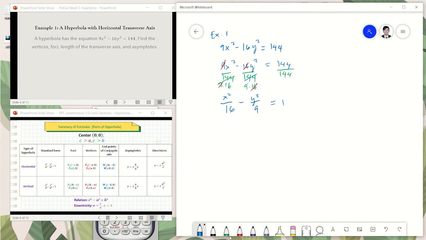Now looking at our equation, this is already the final equation in standard form because the operation in the middle must be a minus. Okay, and by looking at this one, x squared comes first, right? The one on the left, the minus. So automatically, if that happens, it's horizontal.